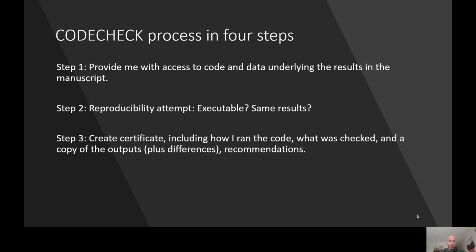In the case of a successful reproduction, I will create a certificate, including information on how I ran your code, what was checked, a copy of the reproduced outputs, differences between the original and reproduced outputs, and maybe why they occur, and recommendations on how to improve the code. The certificate also contains a link to your source code and data. So the materials need to be publicly available unless there are good reasons that speak against it, for example, sensitive data.